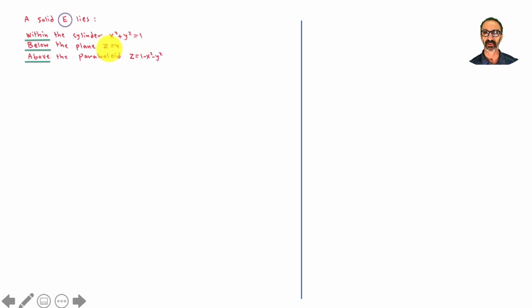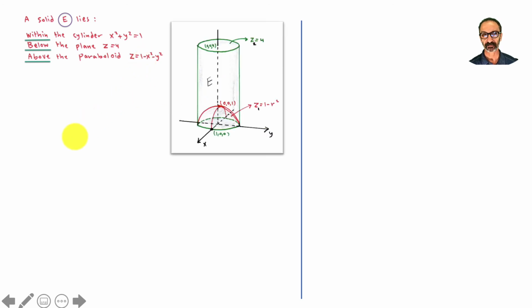Z equals 4 is a horizontal plane leveled at z equals 4. Z equals 1 minus x squared minus y squared is like a parabola in 3 dimensions, upside down, opening downward, and shifted up 1 unit, if you want to think about it this way. Here's the graph to support.